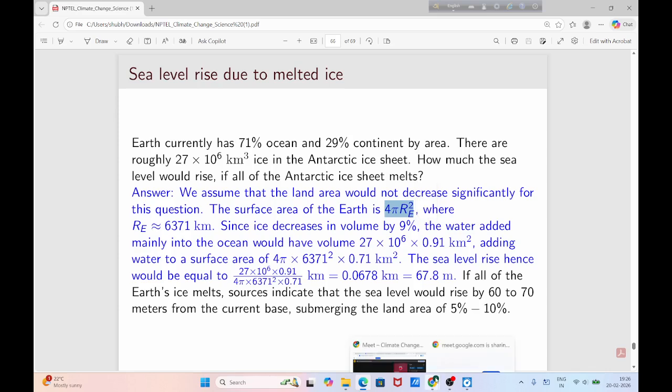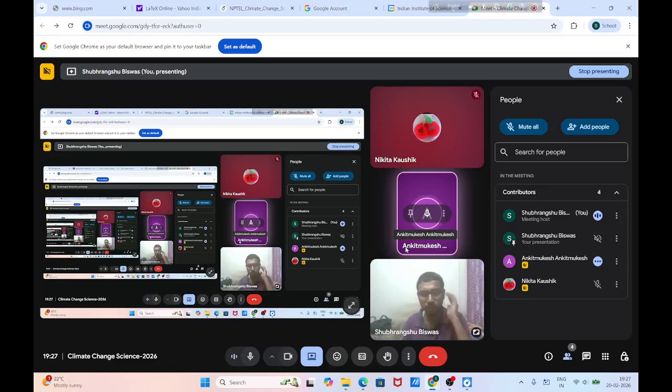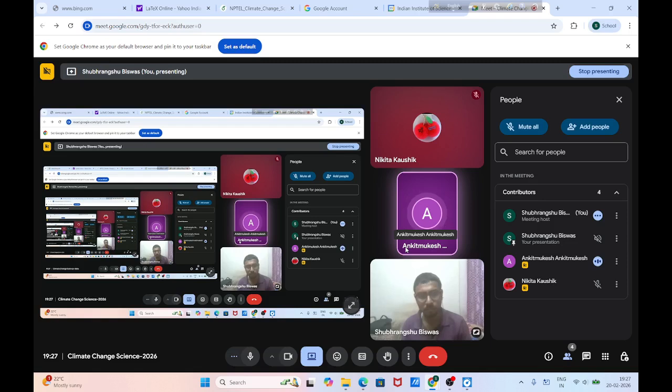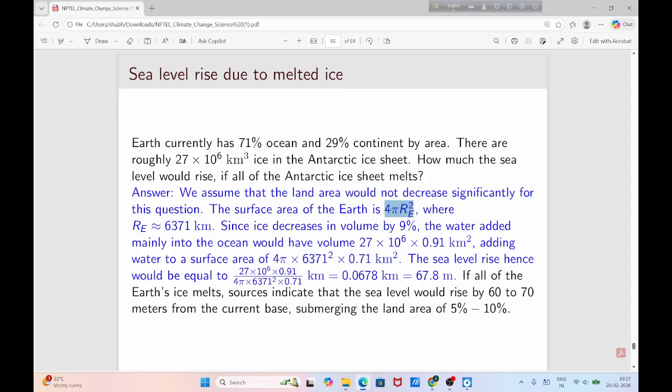Do you know that the area of a sphere is 4 pi r square? If not, no problem, just say. You don't know? But actually that concept is required in this problem, that's why I was asking. The surface area of a sphere is 4 pi r square, where r is the radius of the sphere. That is the formula.